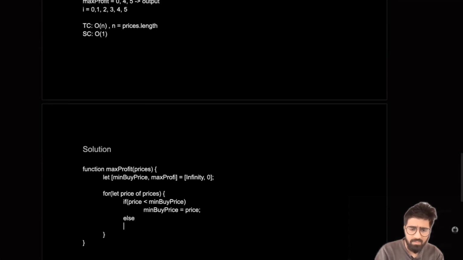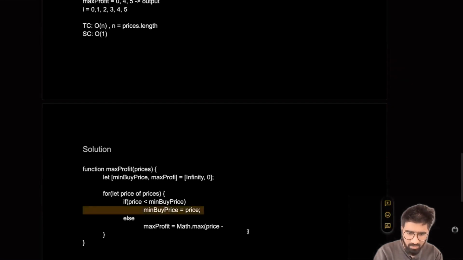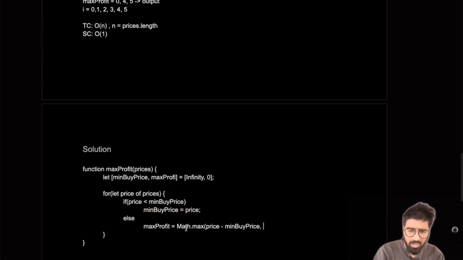Here in the else, I can simply update my max profit. I'm using Math.max, and let's first find out the profit. So profit would be the current price, which is greater than or equal to the minimum buy price, so I can subtract the minimum buy price from my price. And it should be greater than our max profit, then only it will update max profit, else it will remain our max profit as is. So only if this difference is greater than our max profit, then update the max profit, else keep our max profit as is. So this statement will do that, and at last I can simply return my max profit.